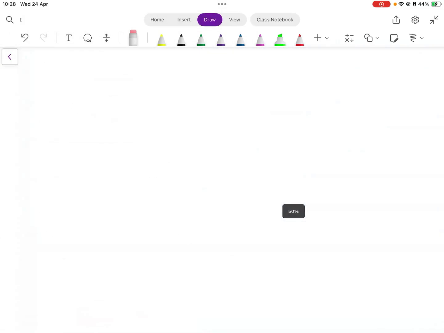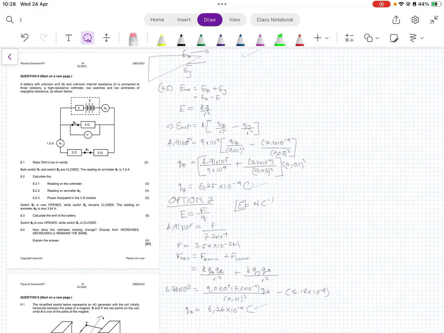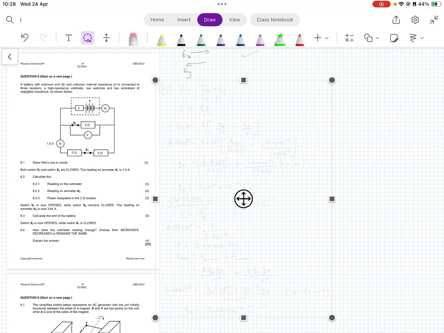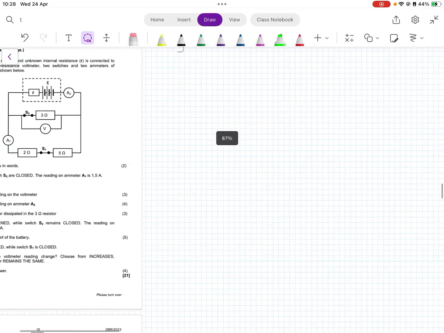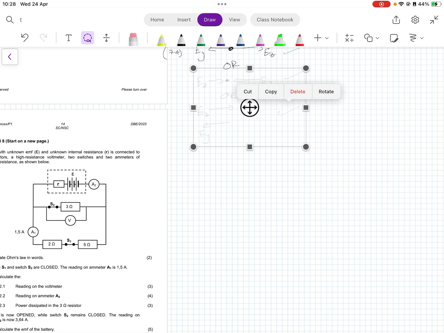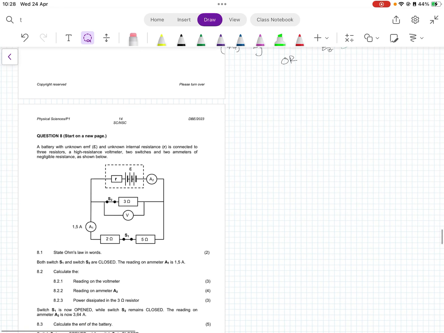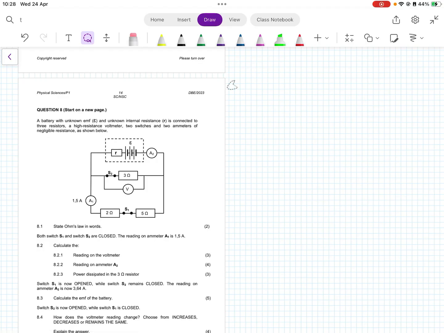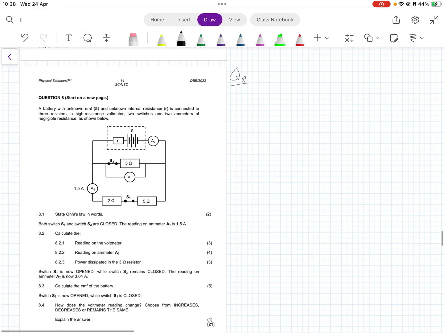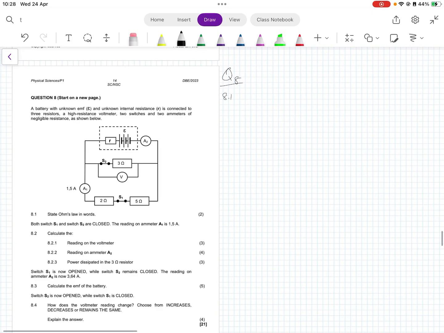I'll just remove this here to make our lives easier. Now, question 8. 8.1, state Ohm's law in words.